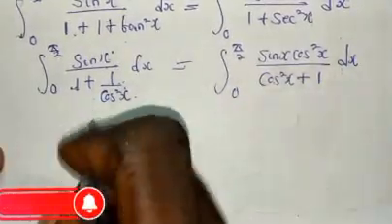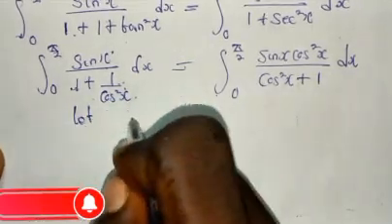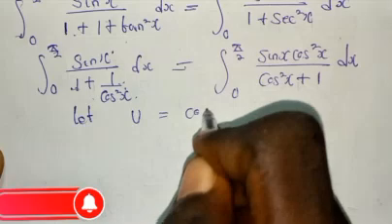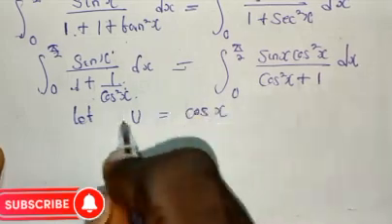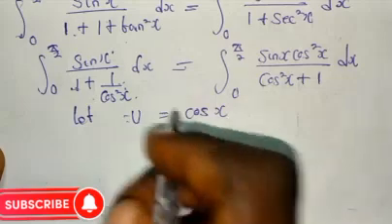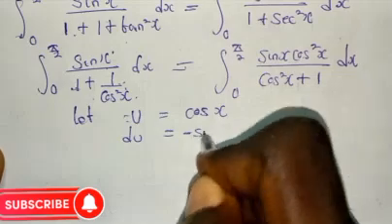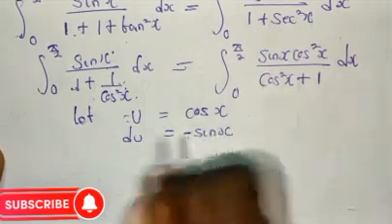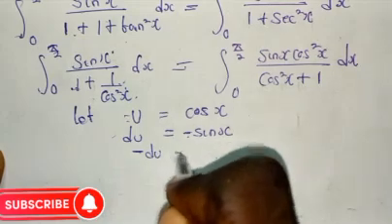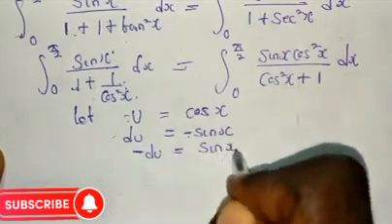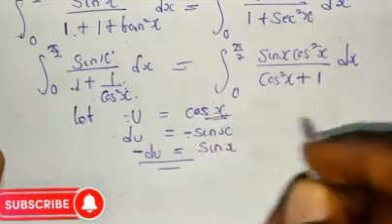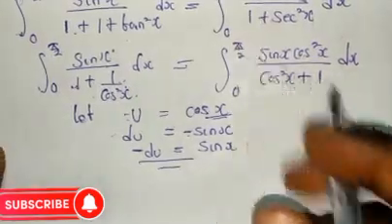So let u equal cos x. When u is equal to cos x, when you take the derivative of both sides, you are going to have du equal to minus sine x. So bringing this negative here, we have minus du equal to sine x. So note this, and also don't forget the limit is going to change.